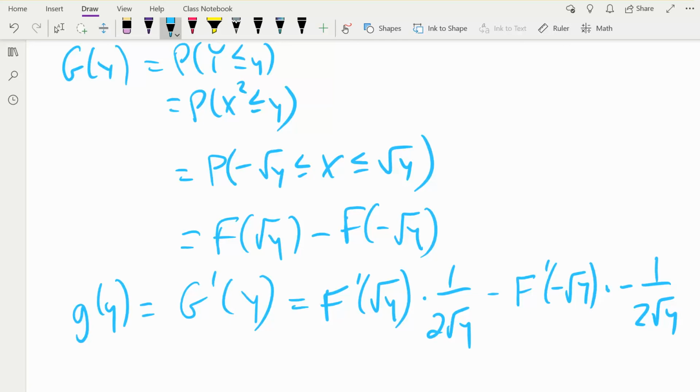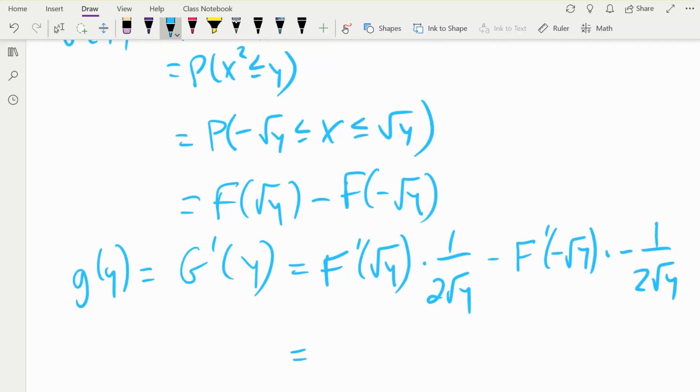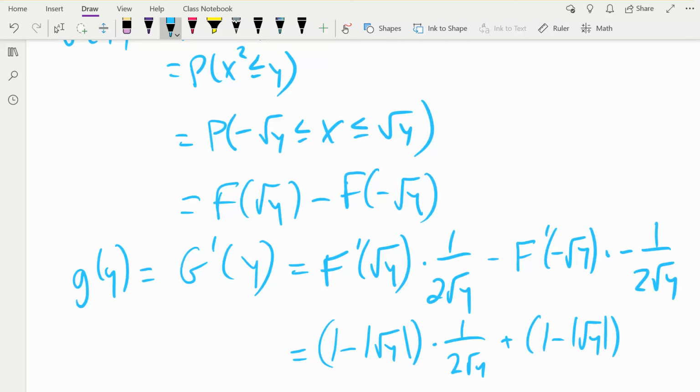Okay, so this says to put square root of y in the PDF. The PDF was what? 1 minus absolute value of x? Okay, so this is going to be 1 minus absolute value of root y times 1 over 2 root y. And we get the same thing here, but this will be a plus. We'll have 1 minus absolute value of root y times 1 over 2 root y. Oops, got a negative in there. But at this point, I'm just literally taking the inputs and plugging it into the PDF.